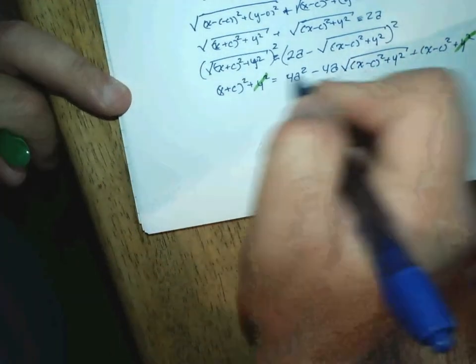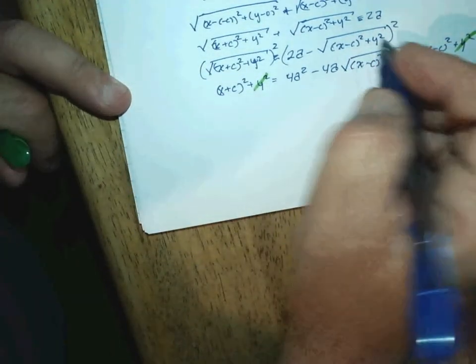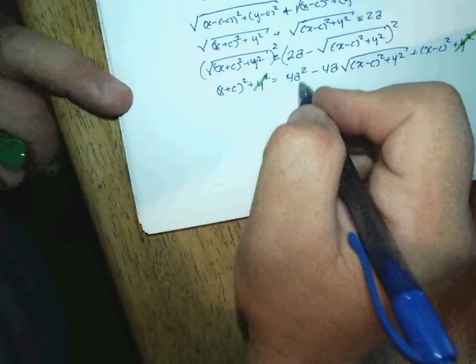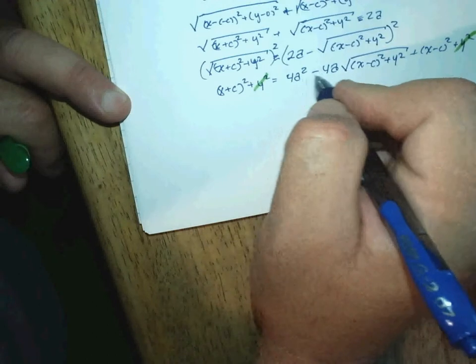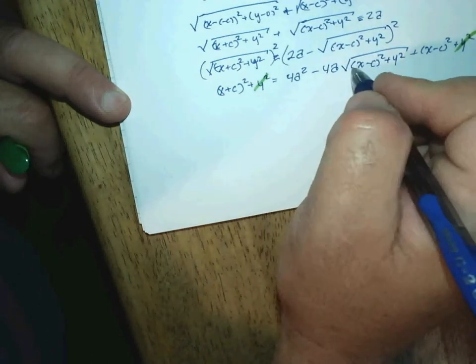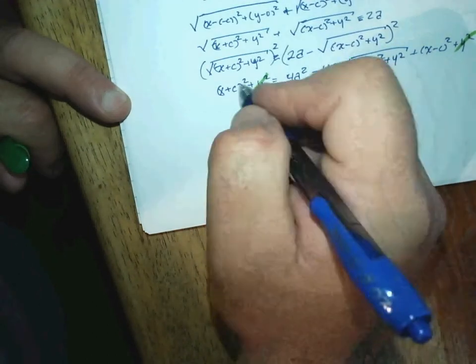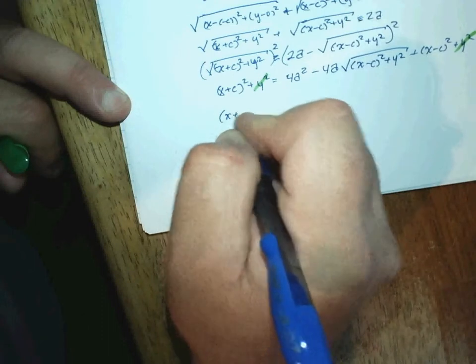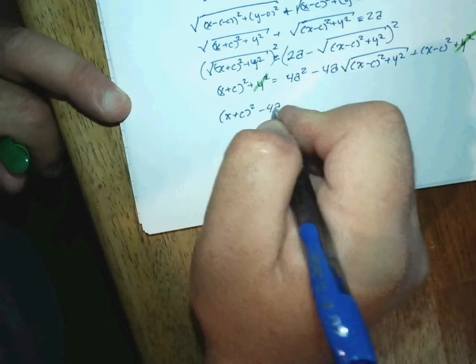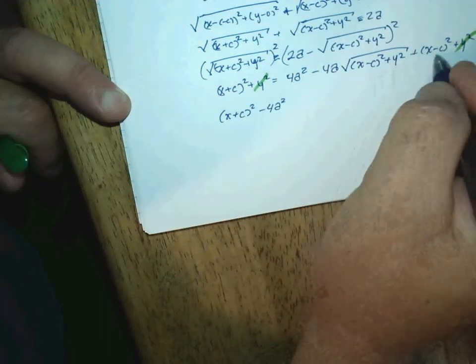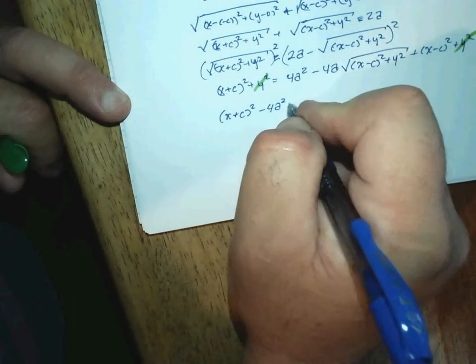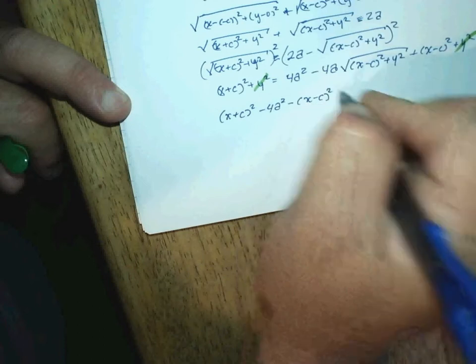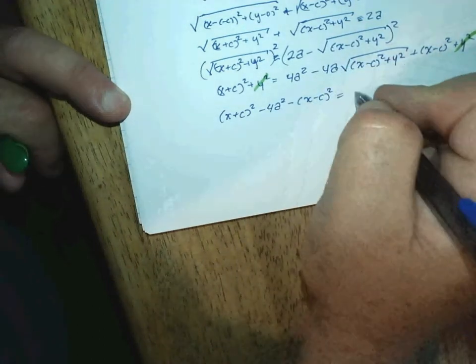I want to solve this now. So let's get this square root isolated. Let's go ahead and think about how we're going to square both sides again. So let's move this 4a squared over to the left. Let's move this x minus c squared over. And then I have this left on the right.